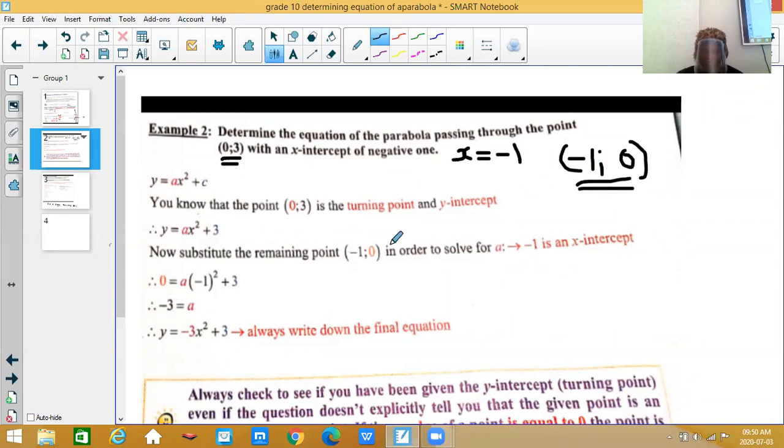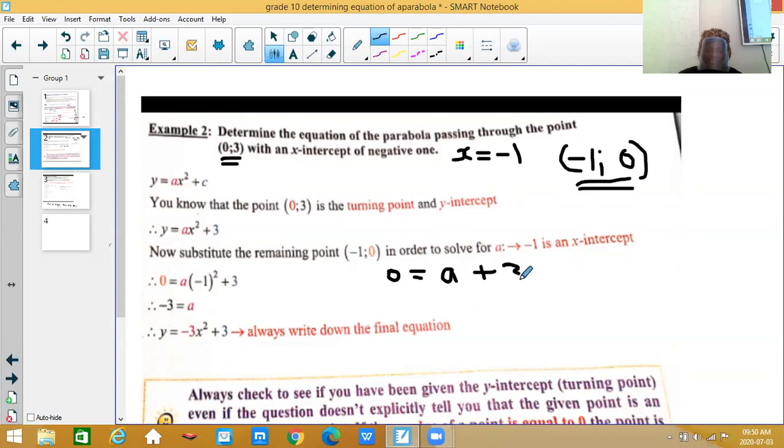So you take this point and plug it into this equation. What is the value of y here? 0. So you plug in 0 here. What is the value of x? -1. You put -1 squared. So -1 squared, what does that give us? So we have 0 is equal to 1 times a, which is a, plus 3.